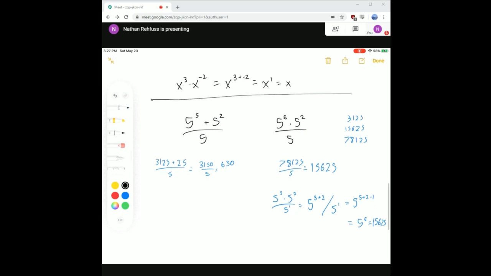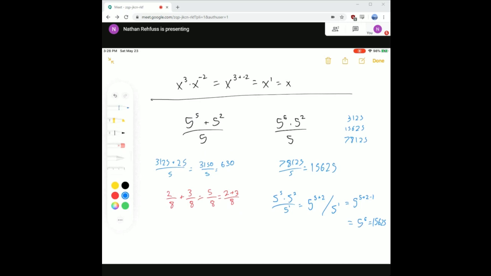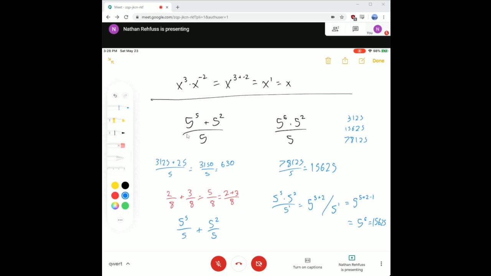Let me make an argument from analogy real quick. If I had a pizza cut into 8 slices and I had 2 of the eighths and then you had 3 of the eighths, together we have 5 slices of pizza. This is 2 plus 3 over 8. In the same way, if you have 5 to the 5th fifths and I have 5 squared fifths, together we have 5 to the 5th fifths and 5 squared fifths. What I'm trying to say is that you can always break up a fraction over addition.